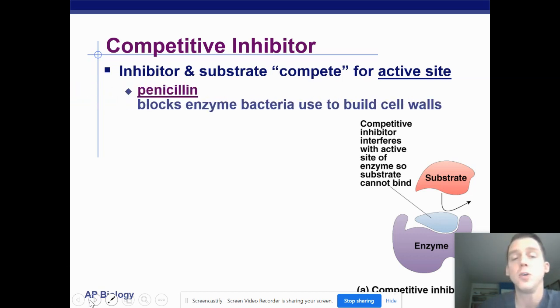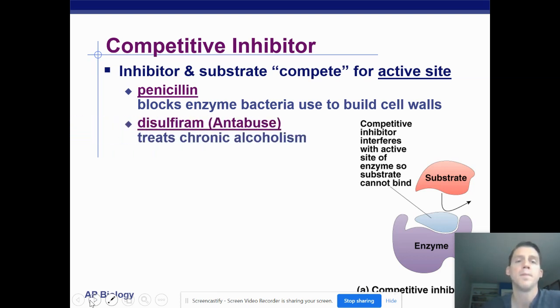Penicillin is used to block an enzyme that bacteria use to build cell walls. So this is not something that bacteria are going to make themselves. This is something that we use to inhibit bacteria from growing and surviving. So penicillin is a competitive inhibitor.